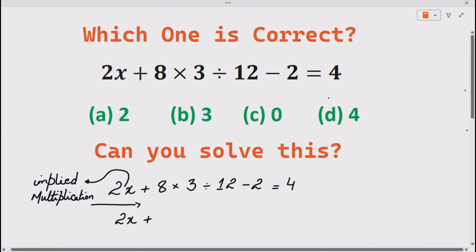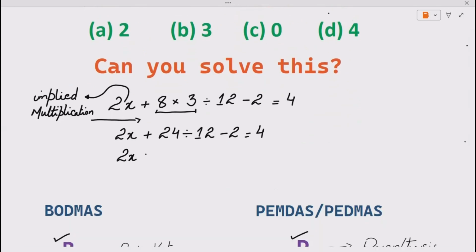Plus, then we have, so we didn't do plus, right? We have to first do the multiplication or division according to BODMAS. Going left to right, we see that we have multiplication, so we can do it. 8 multiplied by 3 gives you 24. Divided by 12 minus 2 is equal to 4 remains as it is. Now we have 2x plus 24 divided by 12 minus 2. According to the BODMAS rule, we have to do the division. So 24 divided by 12 gives you 2, minus 2 is equal to 4. Now plus 2 and minus 2 cancel out and give you 0.